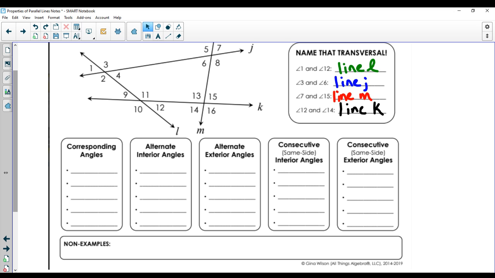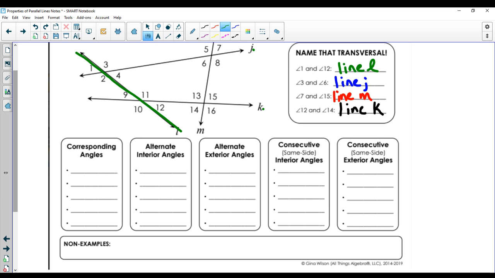Let's look at some examples. And all I'm going to do, guys, is just pull a few out because with this many lines crossing here, you've got a whole bunch of examples. Okay, now I'm just going to pick out a few. Let's start by looking at this first line, L, right here. I'm just going to highlight it so we can look at it. We're going to call that our transversal. So we're going to look at lines J and K, and their transversal is this L.